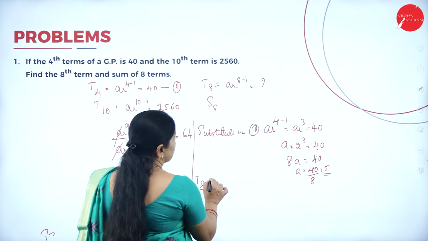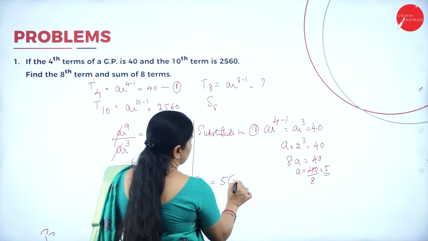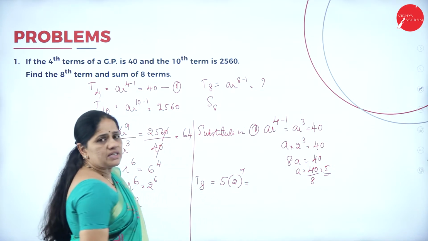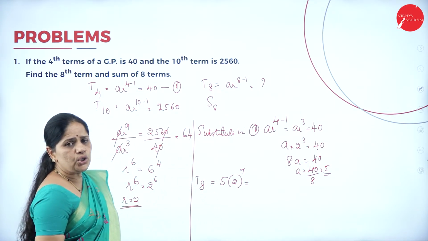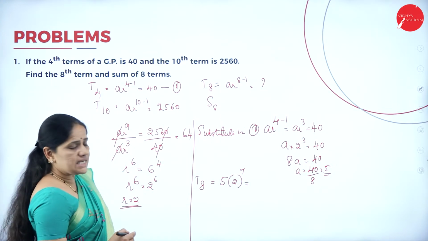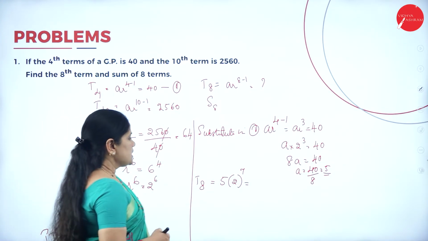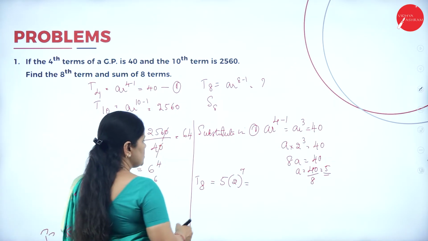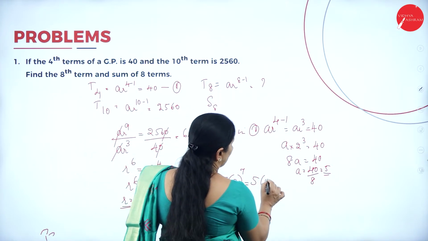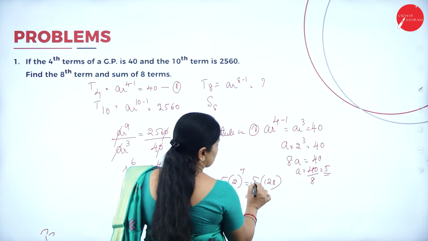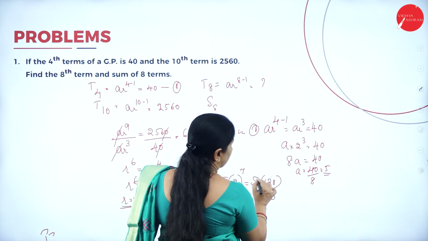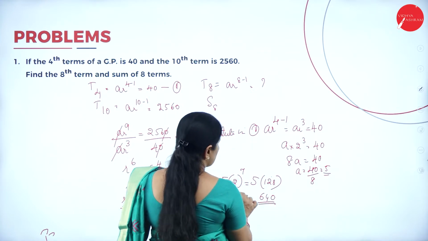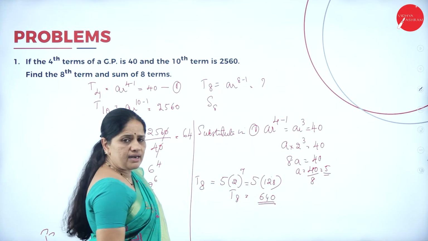So T8 will be equal to 5 into 2 to the power 7. 2 to the power 7 will be 64 into 2, since 2 to the power of 6 is 64. So 64 into 2 will be equal to 128. So this will be 5 into 128. 5 8s are 40, write 0, carry 4; 5 2s are 10, 14, write 4, carry 1; 5 1s are 5. So 640. So T8 equals 640.